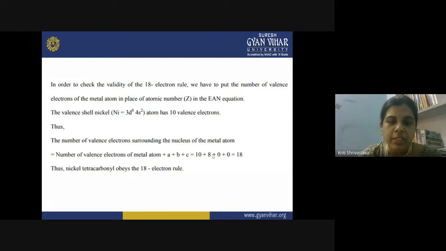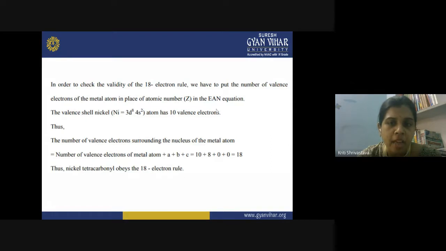Plus A plus B plus C. So we will have 10 plus 8 plus 0 plus 0, a total of 18 we are getting here. In this manner, you can say that nickel tetracarbonyl is also obeying the 18 electron rule. So the EAN rule and the 18 electron rule are similar in a certain sense, in that they are both calculating the number of electrons required to achieve stability.